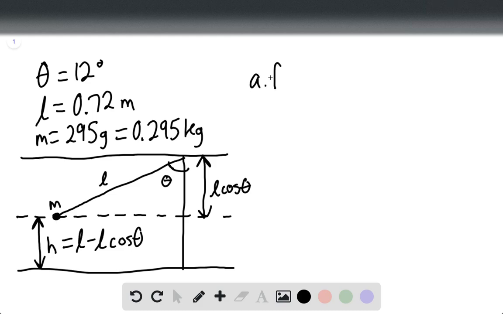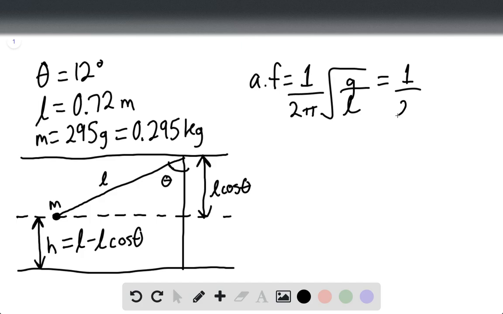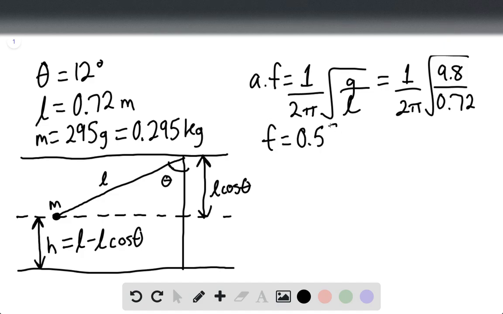So for part A, we have a frequency. This is going to be equal to 1 over 2 pi times the square root of g over L. So this will equal 1 over 2 pi times the square root of 9.8 divided by 0.72. And we have a frequency of 0.587 hertz.